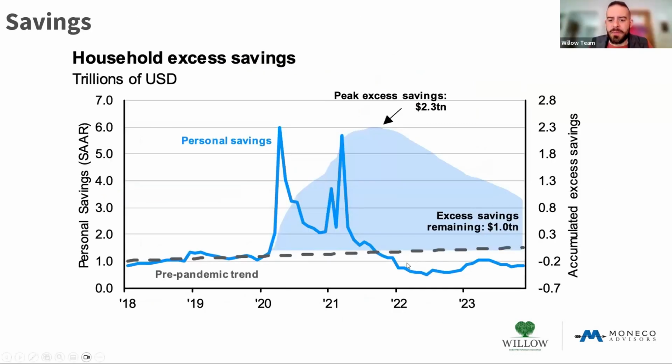Household savings have been negative, meaning the blue line going negative means that month over month people are spending more, saving less, or taking from their savings. And that excess savings amount that peaked at 2.3 trillion right after COVID hit is already down to 1 trillion. So you can see this trend is just continuing, and it's more expensive.